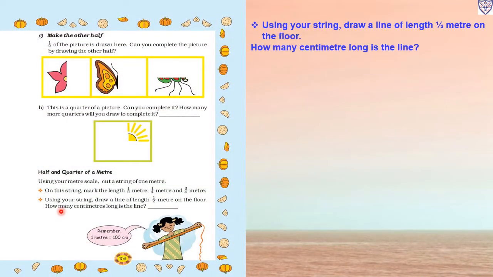Now using your string, draw a line of length half meter on the floor. How many centimeters long is the line? So half meter on the floor. We know 1 meter equals 100 centimeters. So half meter equals 100 divided by 2. So we will get 50 centimeters long.